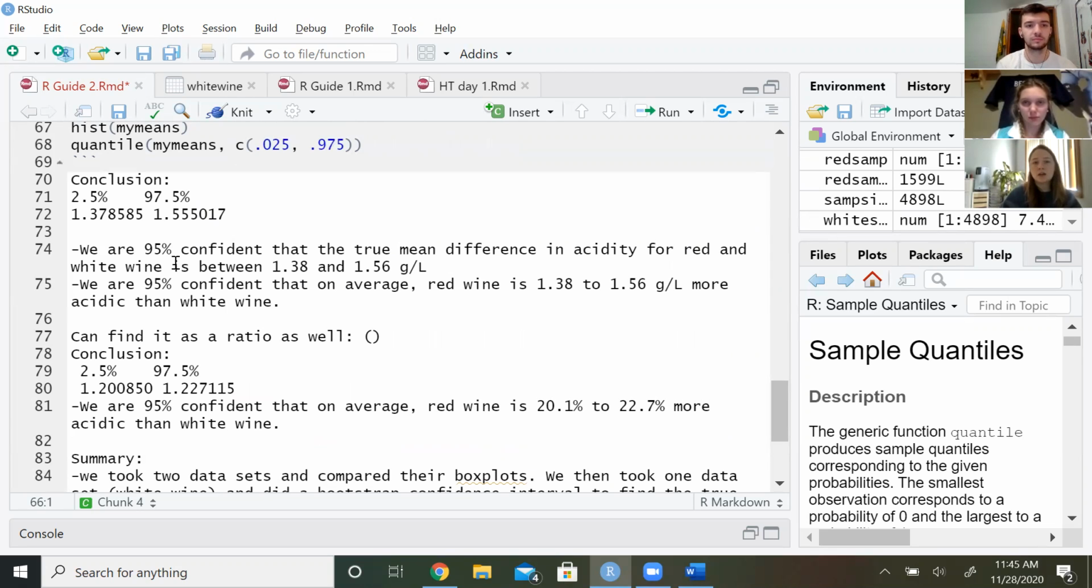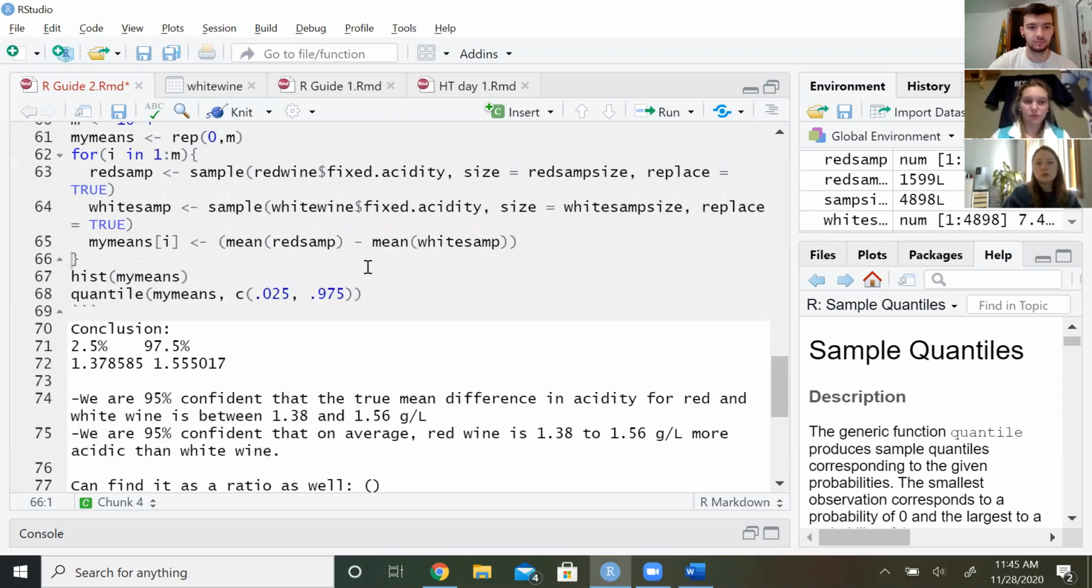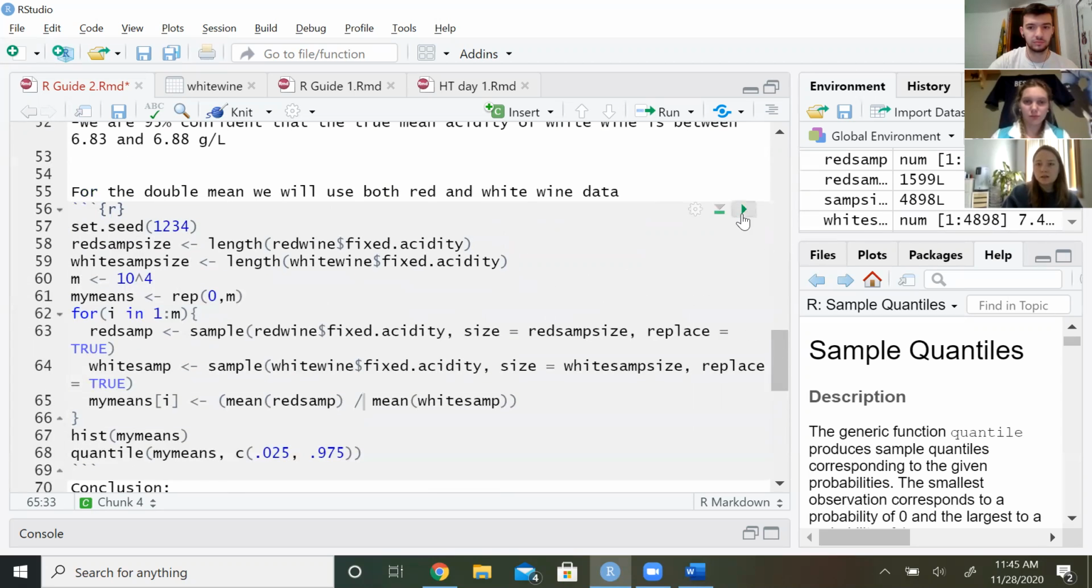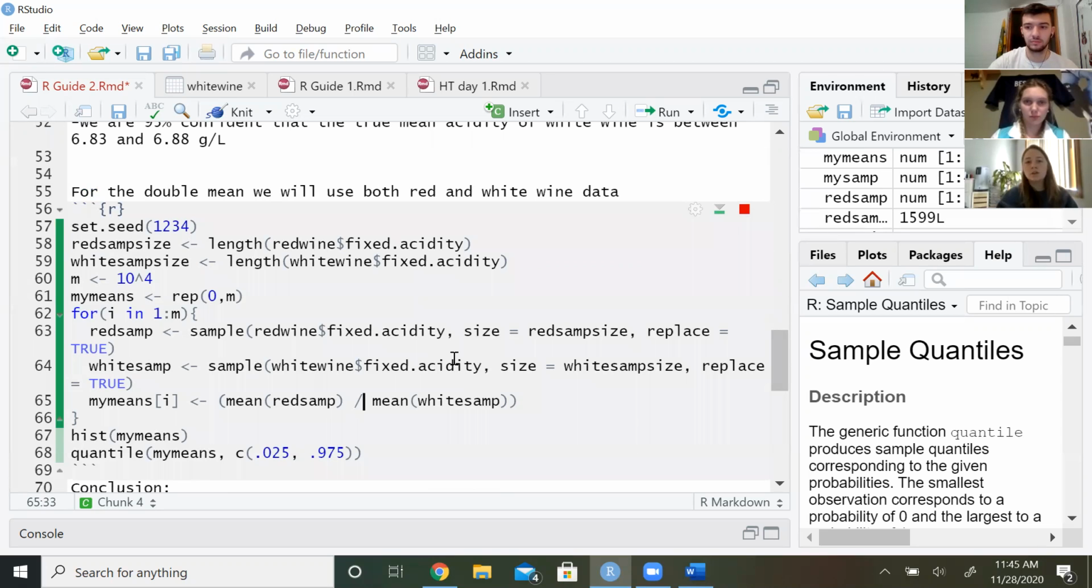So this is saying that we are 95% confident that the true mean difference in acidity for red and white wine is between 1.38 and 1.56 grams per liter. Or another way we could say that is that we are 95% confident that on average red wine is 1.38 to 1.56 grams per liter more acidic than white wine. And then we can also show this as a ratio by just changing this minus to a division sign. And then it'll show us how much more acidic red wine is than white wine in terms of a percentage.